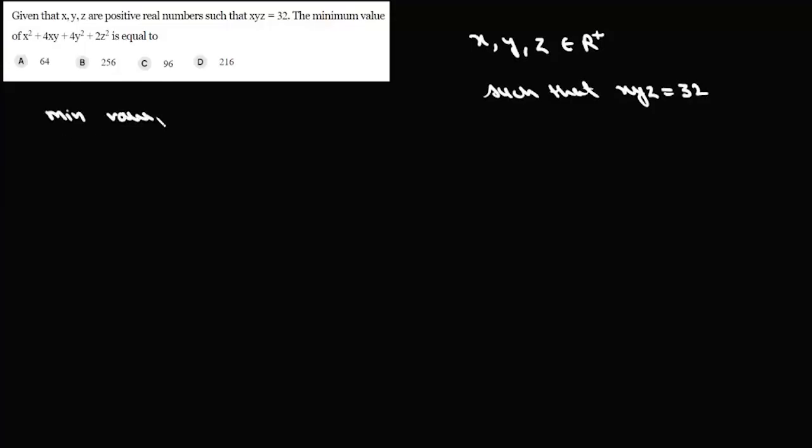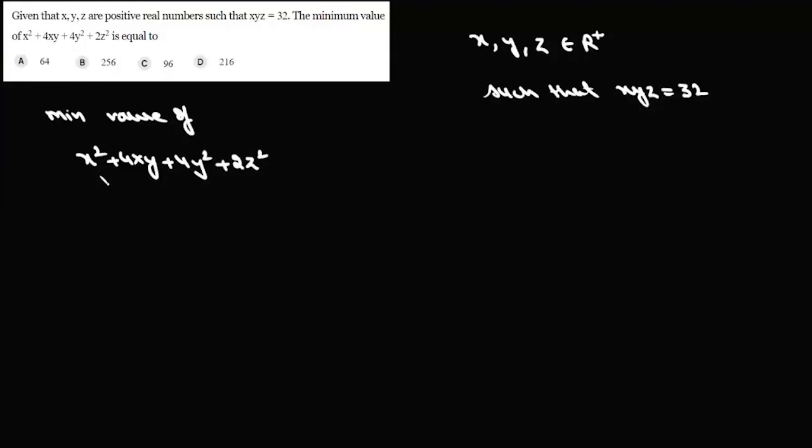Now let us take up an example. We are given that x, y and z are positive real numbers such that x into y into z is equal to 32. Then we have to find the minimum value of x square plus 4xy plus 4y square plus 2z square. Now clearly we have to find the minimum value of a sum, and we are given something about the product x, y, z. So we have to use AM and GM.